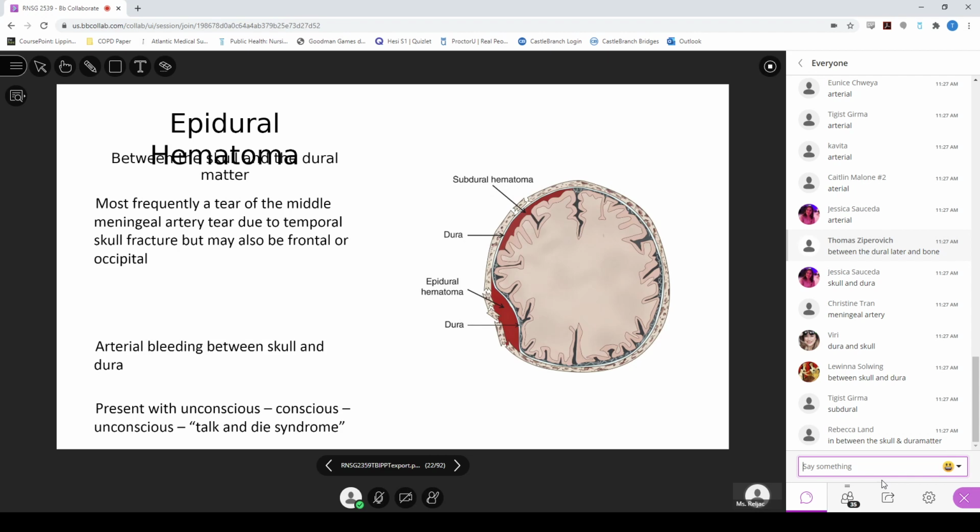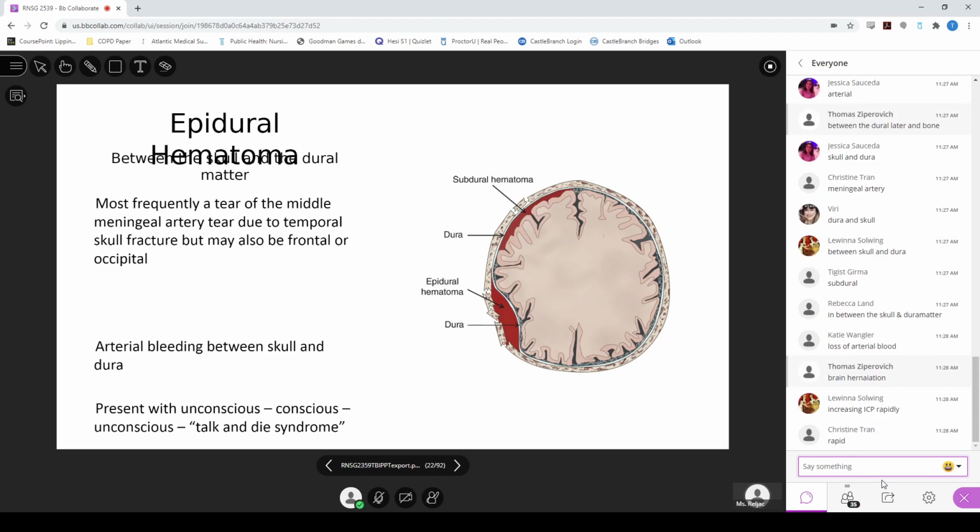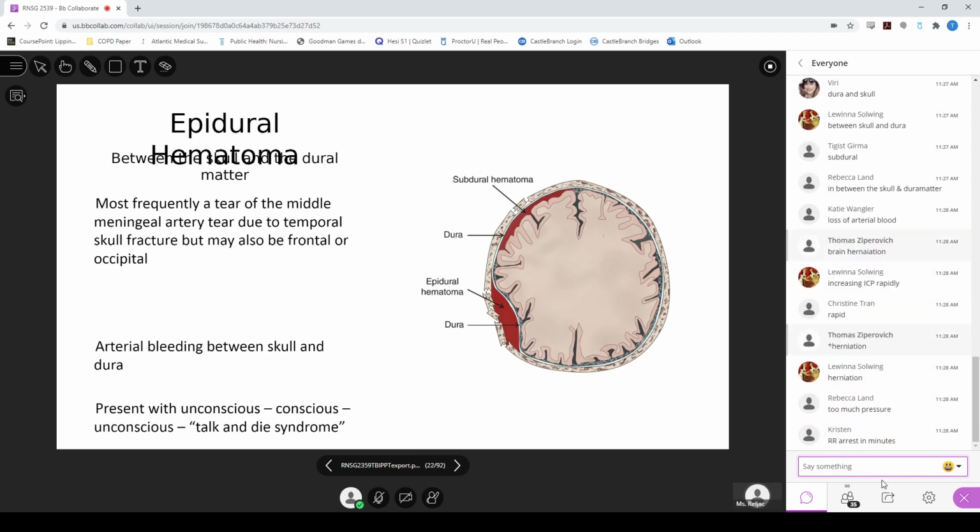Why is an epidural hematoma a medical emergency? Well, we know it's bleeding of blood into the brain. Medical emergency for multiple reasons. Yes, it can herniate, but they can also go into respiratory arrest because of too much pressure. Good job.